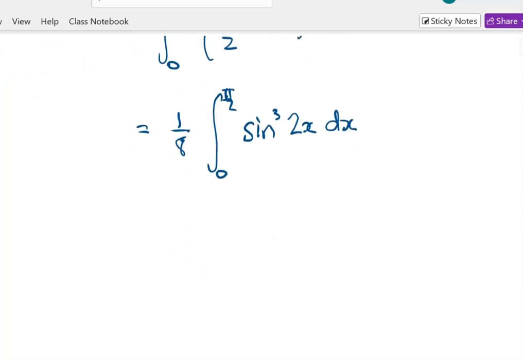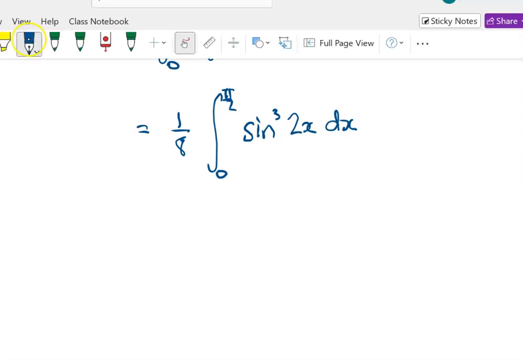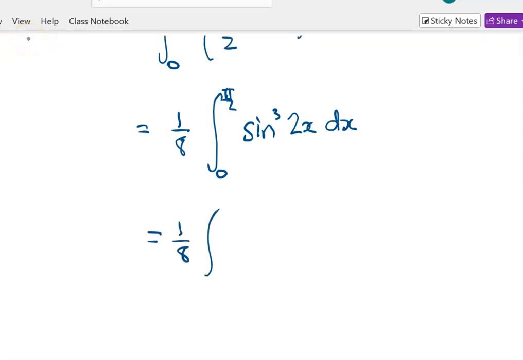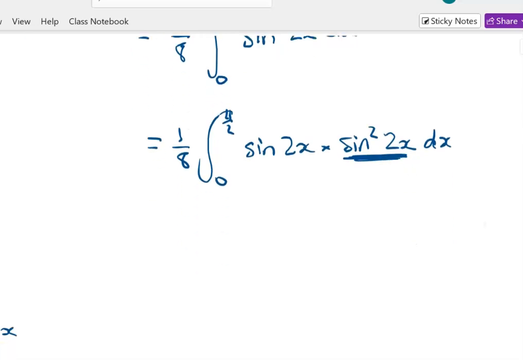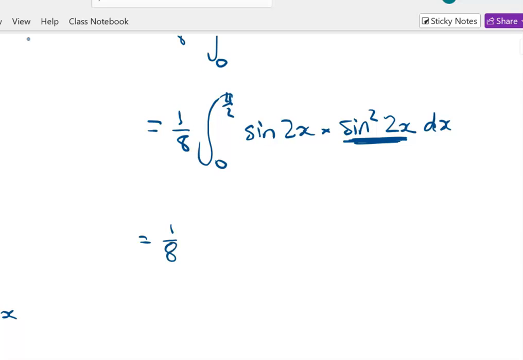So we split this into, we've got 1/8 here, pi on 2 to 0 here. And we're going to split this into sine of 2x times sine squared of 2x dx. The reason we want to do this is that this is going to be the link through to cosine. So now we have 1/8 the integral from pi on 2 to 0 of sine 2x times (1 minus cos squared 2x) dx.